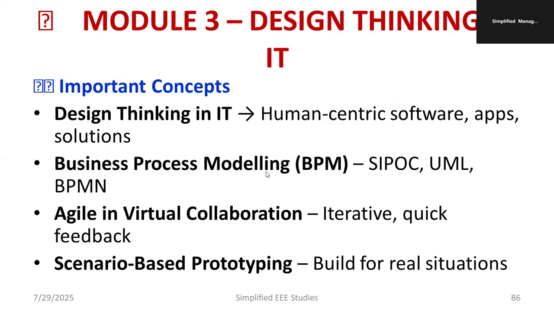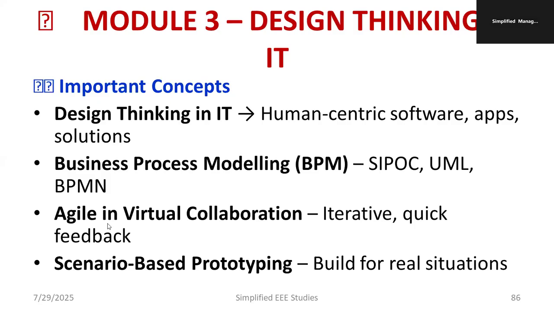Then business process modeling. You have to remember the full form. What is the full form of BPM? It is very simple: business process modeling. Examples of tools are UML and SIPOC. Then agile in virtual collaboration. It is an iterative procedure, a quick procedure. Also, it's a feedback-oriented approach that is called agile.